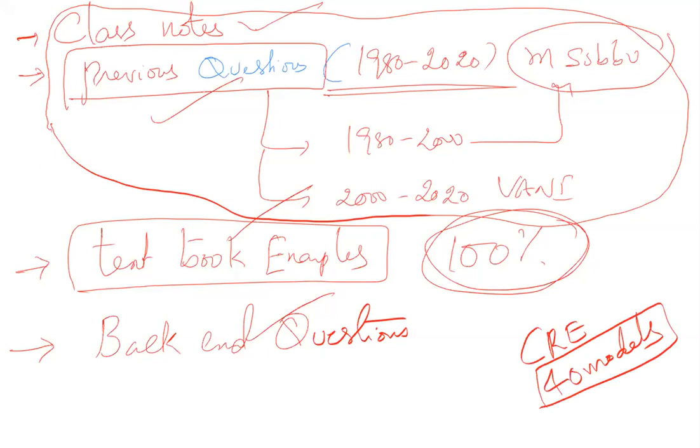How many years has the GATE exam been repeated till now? Let's say roughly 30 years, and every year 4 questions. So 30 multiplied by 4 means 120 questions. These 120 questions are coming from these 40 models only. That means each model has already been repeated 3-4 times. That is what I asked in the last exam.